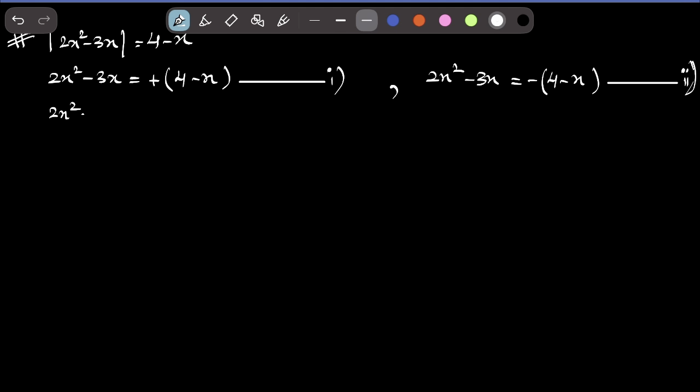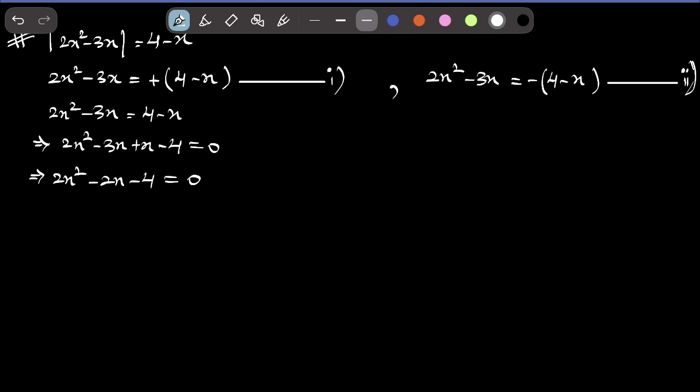This is 2x square minus 3x gives me 4 minus x. Solving it, I will be getting 2x square minus 3x plus x minus 4 gives me 0. I am bringing all the terms on the left hand side, solving it to get the final equation. I will be getting 2x square minus 2x minus 4 gives you 0.